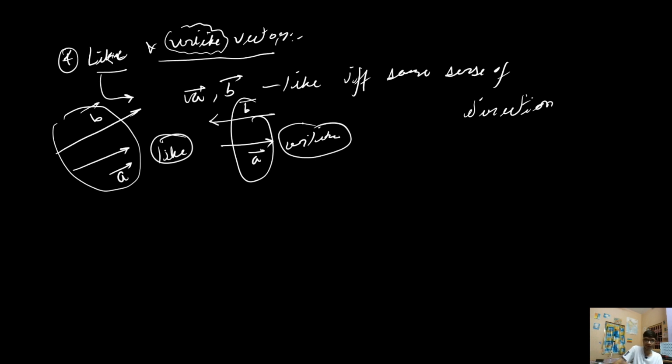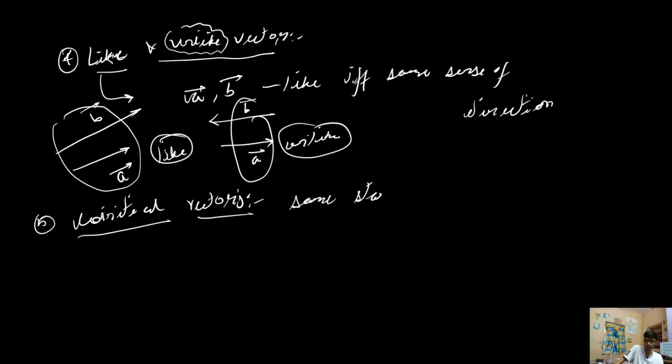I hope this discussion was clear, and with this let us move on to the fifth type, that is co-initial vectors. Two vectors are said to be co-initial vectors if they have the same starting point. If two vectors have the same starting point, then such two vectors are known as co-initial vectors.